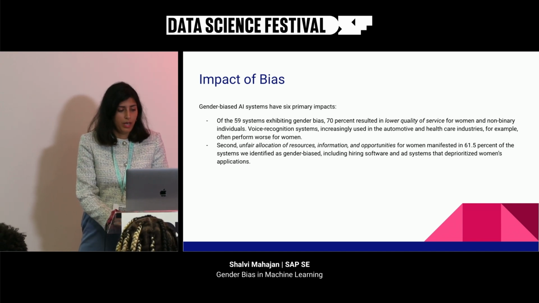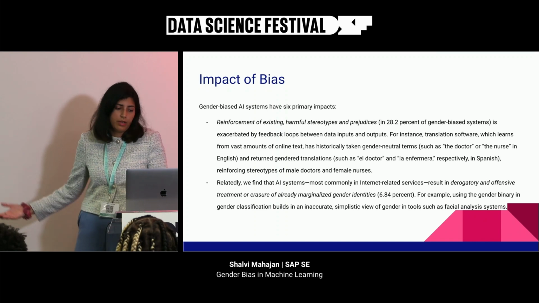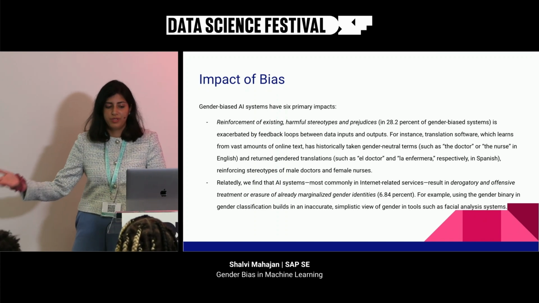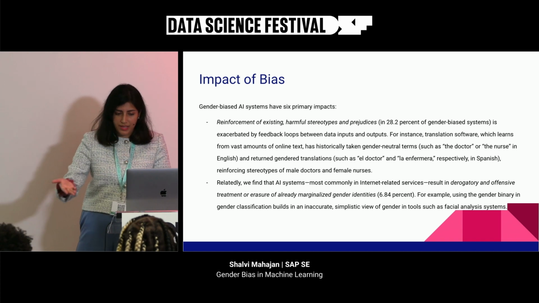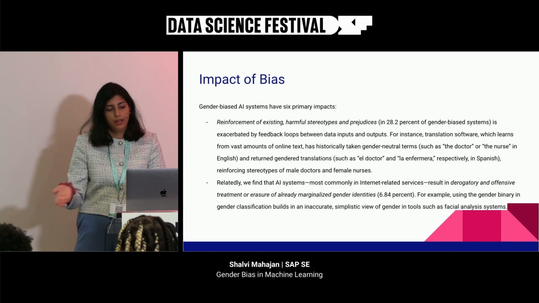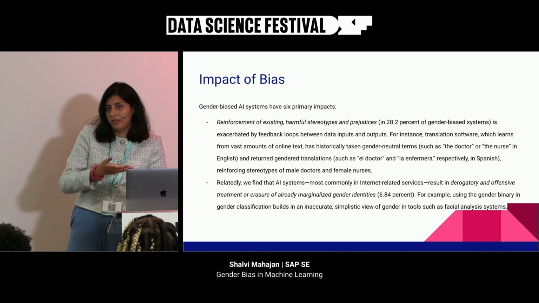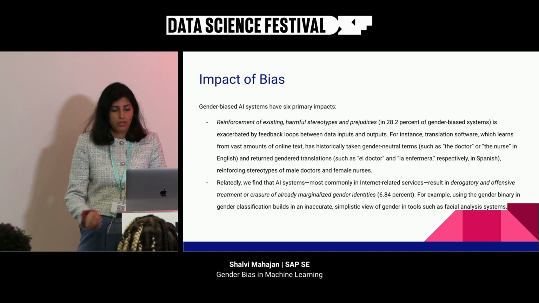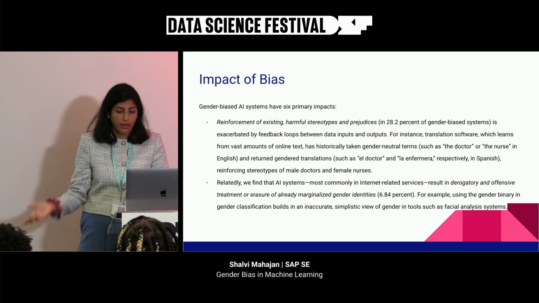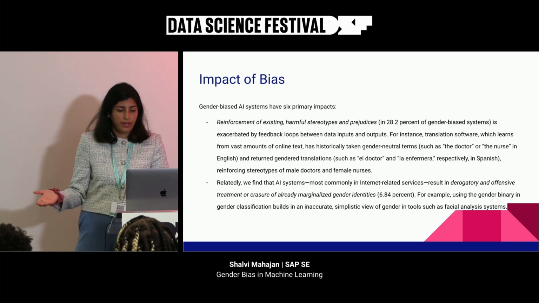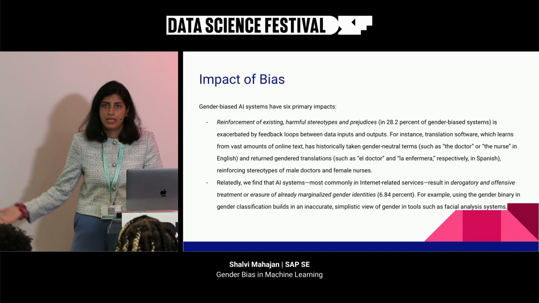And there is unfair allocation of resources and opportunities for women, which I already talked about. We are actually encouraging the existing harmful stereotypes and prejudices in the systems which we are going to follow in the future. For example, the translation software, I already talked about this doctor, nurse example. This is still there. I don't know, maybe Google Translate has already changed it, but I checked a few times, a few months ago, and they were still there. Then we find that AI systems result in offensive treatment, of course. For example, gender bias in gender classification builds an inaccurate, simplistic view of gender in tools such as facial analysis systems. We also talked about that.